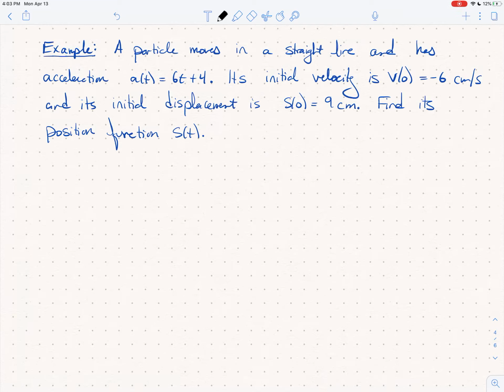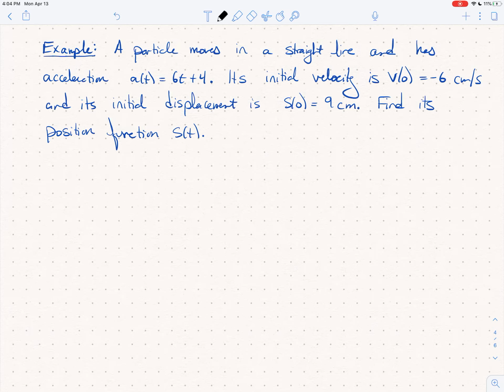So we're told that a particle moves in a straight line, and it has this acceleration 6t plus 4 at any point in time. We're also told its initial velocity and its initial displacement. Displacement is just its position. Where is it? At time 0, it's 9 centimeters away from the starting point in the positive direction. And so we're asked to find the position function for this particle.